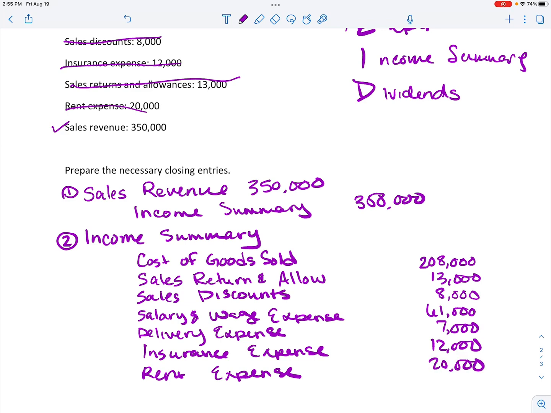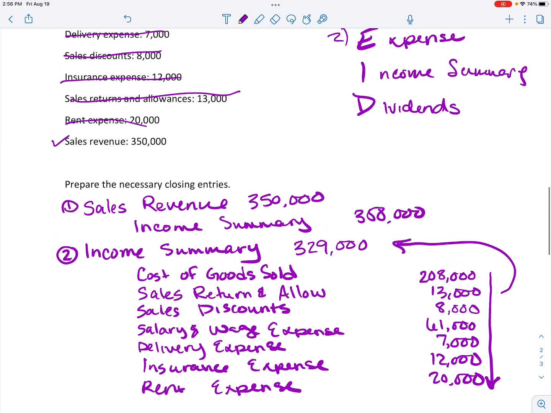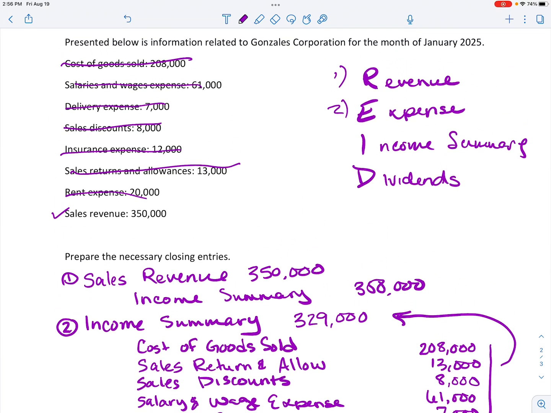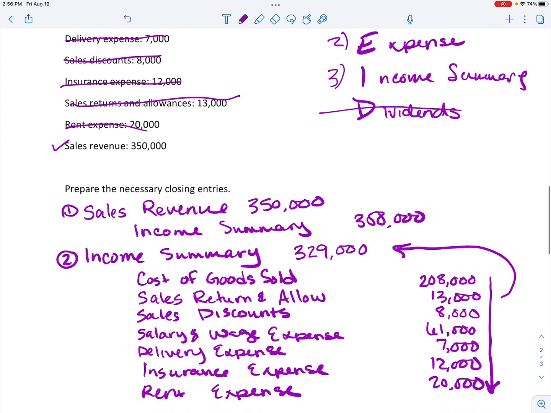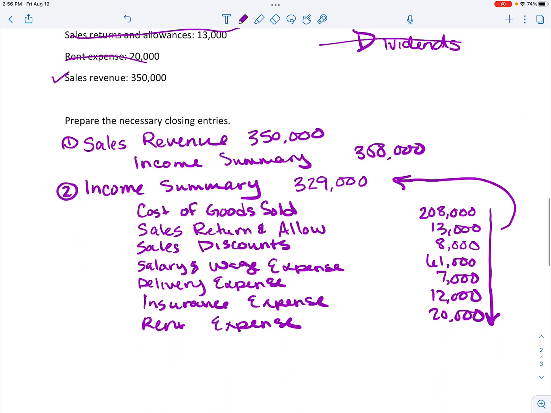Then what you're going to do is go through and just add up each of these totals. So I'm going to add all of this up here, and that's the amount that will go to your income summary. And if I did my math right, it's $329,000. And finally, because as you can see, I've crossed out everything, we have no dividends. So our third step will be our final step here, and that's to close out this income summary account, which is also a temporary account.